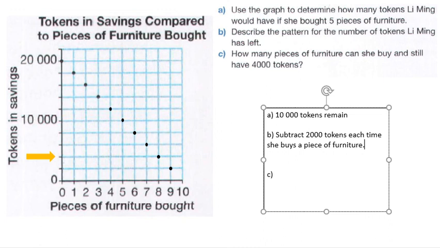And our part C, how many pieces of furniture can she buy and still have 4,000 tokens? This arrow is representing the 4,000 tokens. So if we look all the way across, it's this dot right here. So she can buy 8 pieces.